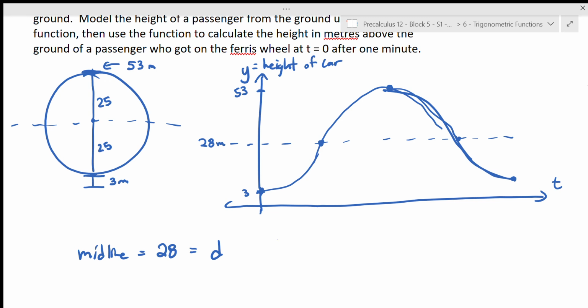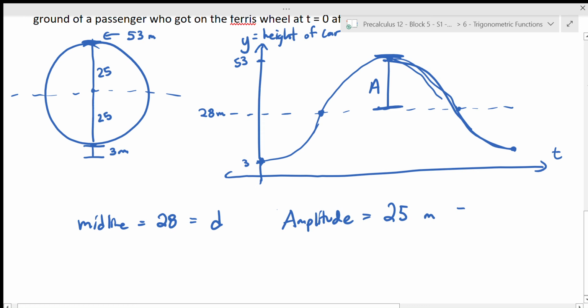Our amplitude is the same as the radius of the wheel. It's the distance here between a high point and the middle. That's our amplitude, and our amplitude is going to be 25 meters. Our phase shift, well, we're starting at a low point. So since we're starting at a low point, we don't really need a phase shift. We're going to make our amplitude negative 25 our A for our equation because we want to start with a negative cosine. Because a positive cosine would start at a high point, so if we just make it negative, the negative cosine starts at a low point. Okay? We've got our D.